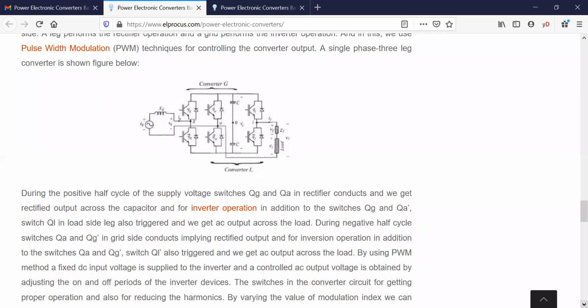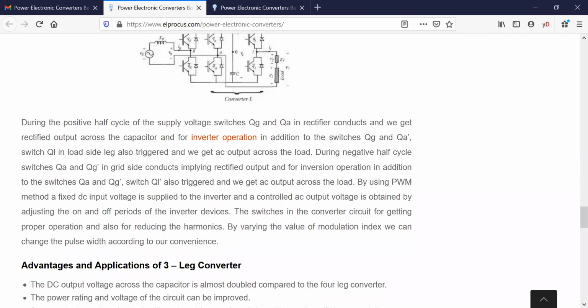And for the inverter operation, in addition to the switches, Q1 is connected on the load side and triggered, and we will get the AC output across the load. During the negative half cycle, QA and QG on the grid side conduct the rectified output for the inversion operation of switches Q1 and Q2. So switch Q1 is triggered, and we will get the AC output across the load.